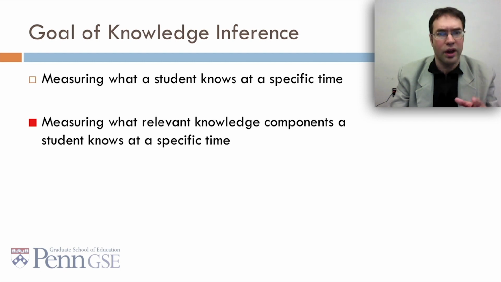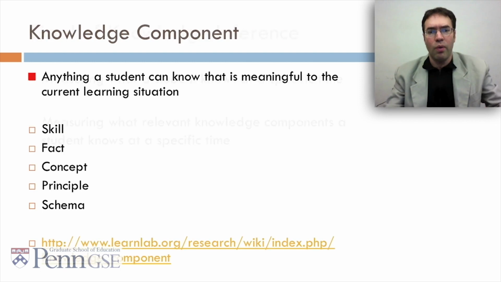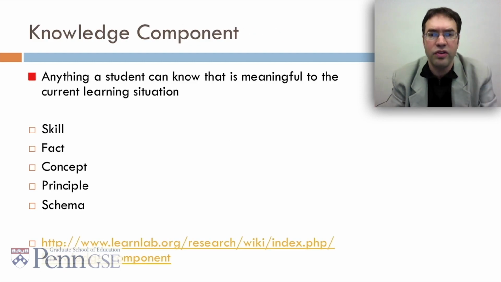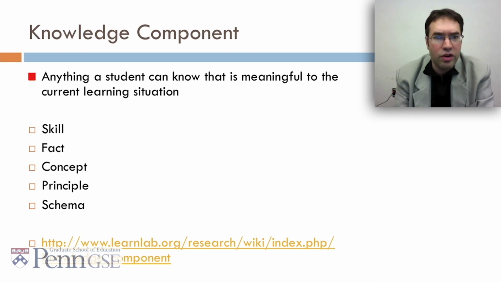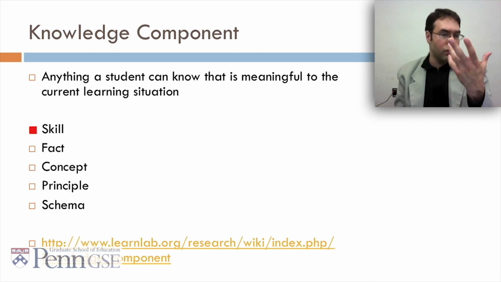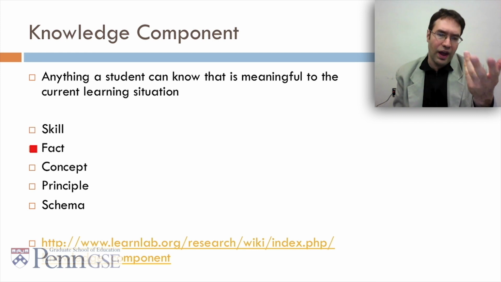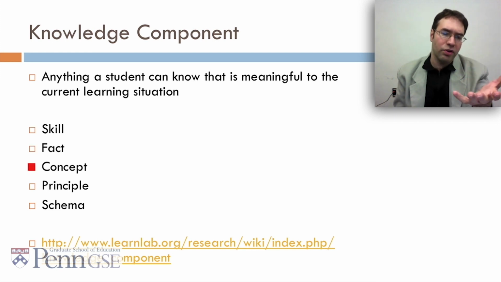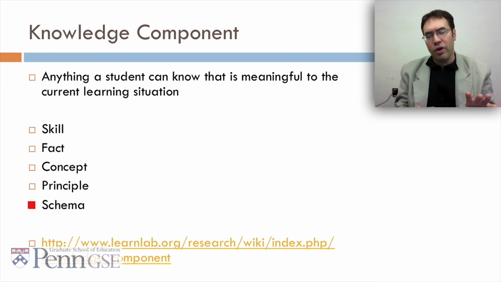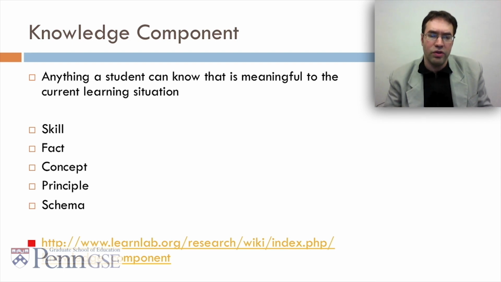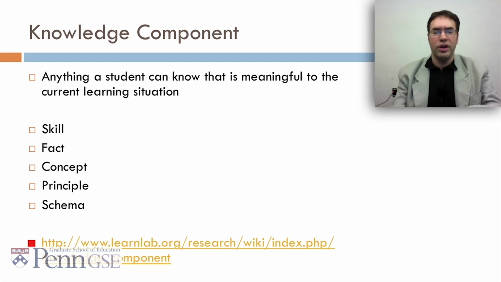What's a knowledge component, I hear you cry on the forums? Well, a knowledge component is anything a student can know that's meaningful to the current learning situation, which might include skills, knowledge of facts, knowledge of concepts, knowledge of principles, knowledge of schemas. If you want to learn more about knowledge components, you can go to this link here on the learnlab.org page. Basically, anything a student can know can be a knowledge component.